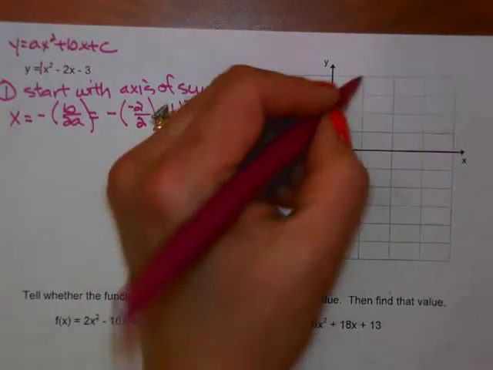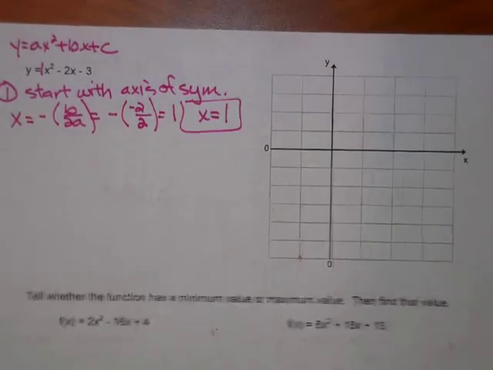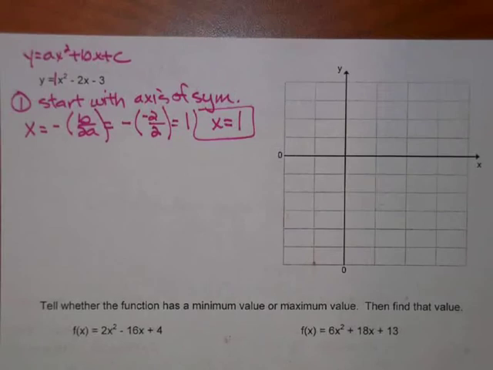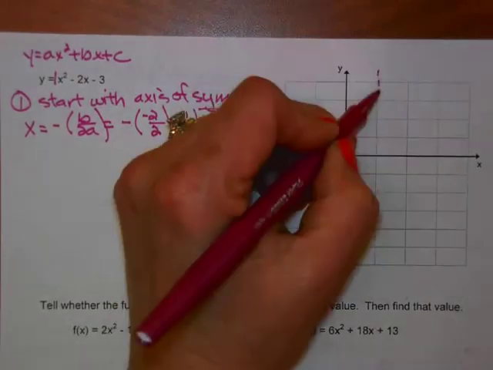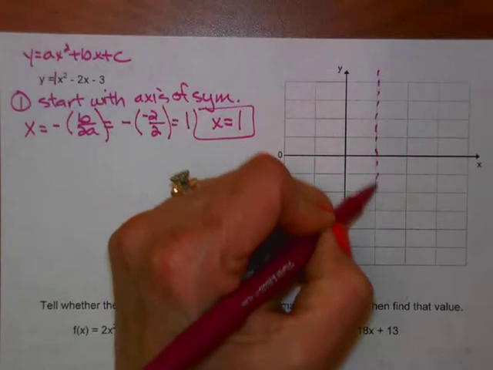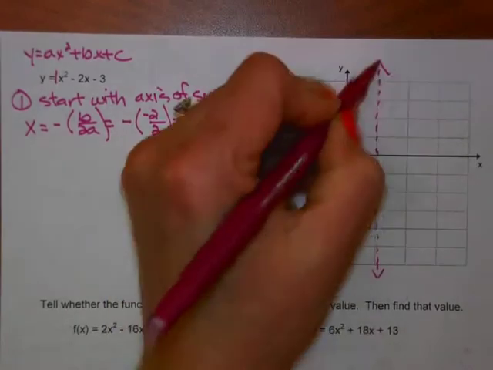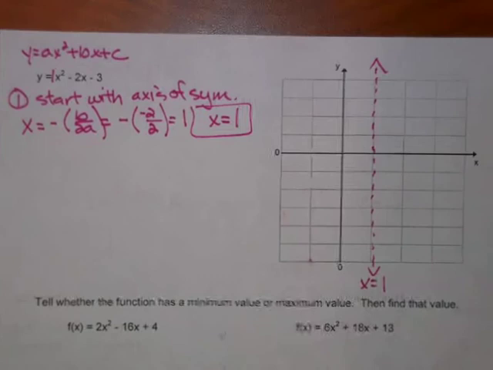Do you get it? Okay, are you sure? X equals 1. I'm graphing that. That is my axis of symmetry. X equals 1.